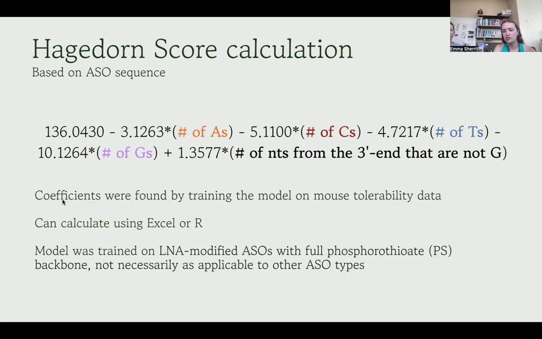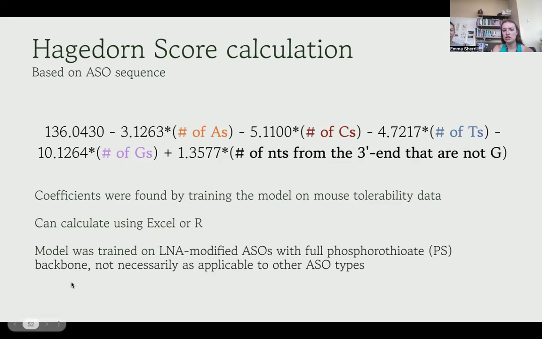These coefficients were found from this group. They trained a model using mouse tolerability data and developed this framework. And it's available both in an existing piece of R code that they have put in their supplement, and also you can just pop this into Excel and use this as an Excel formula. We have a version of it that we're happy to share. It's a little funky, but it works pretty well.